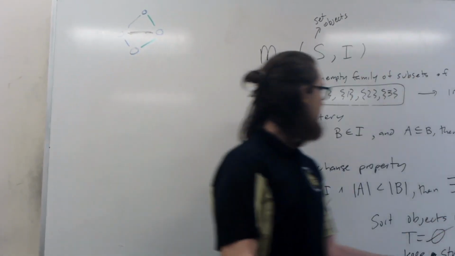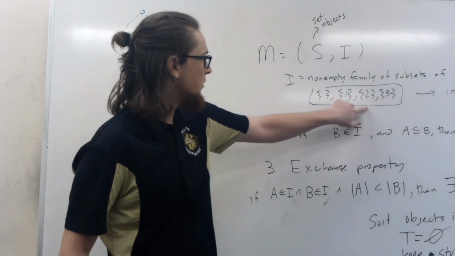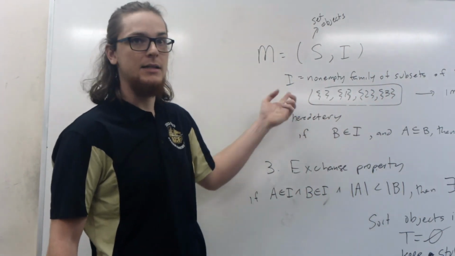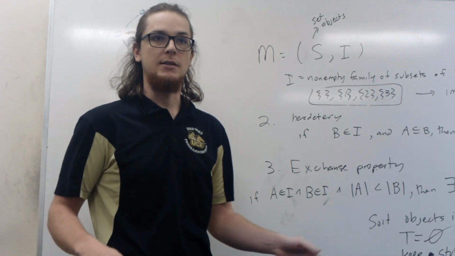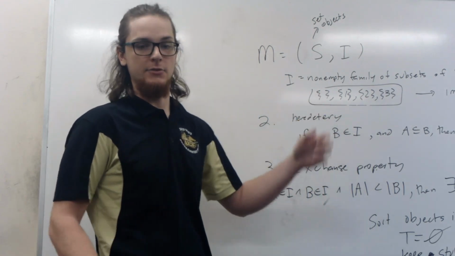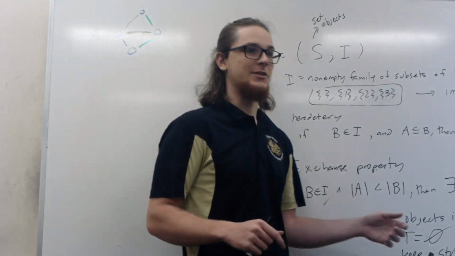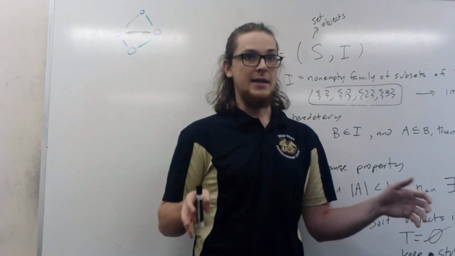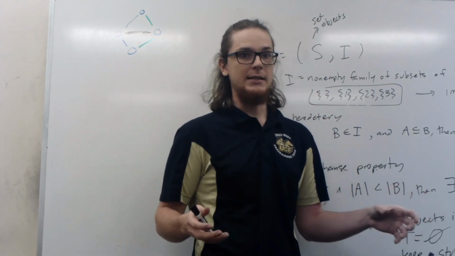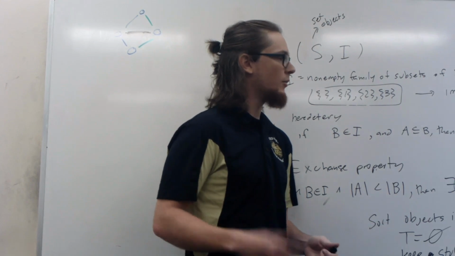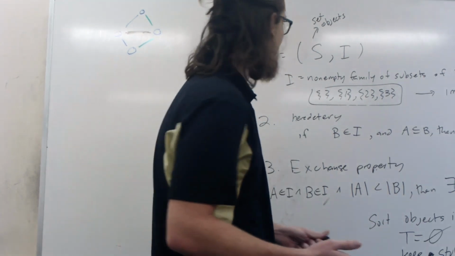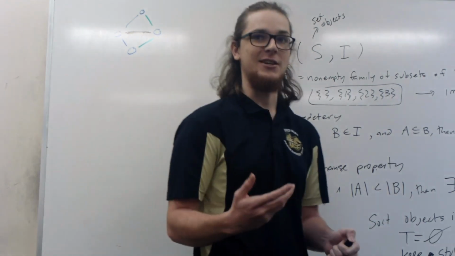A basis is any element in I that is of maximal size. There exists a maximal size in I because there's a finite number of things. All of the elements of that cardinality are bases. And we want to find a basis of this intersection.